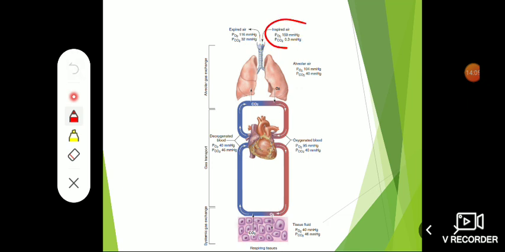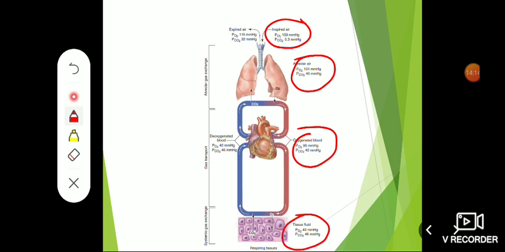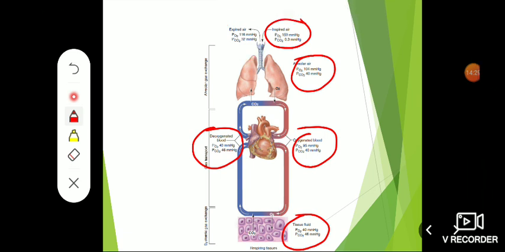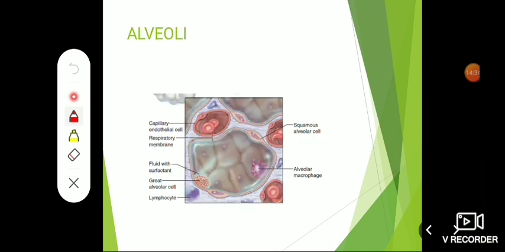In the inspired air it is different, alveolar air it is different, arterial blood, and this is the tissue fluid which is inside the tissues where there is production and consumption of oxygen and production of CO2. This is the venous blood which is coming back from tissues down back to the heart, and this is the expired air which is getting mixed with the dead space air. So due to this we are getting differences in the pressures. So actual gas exchange is taking place at the level of alveoli.